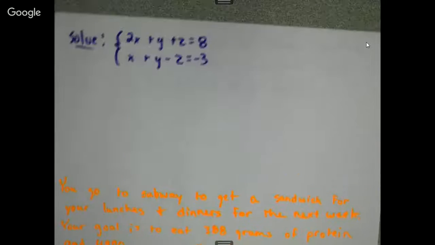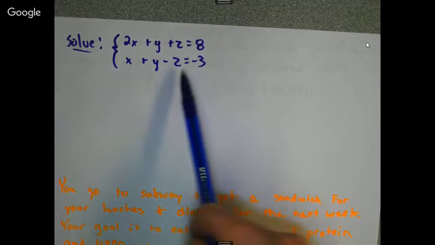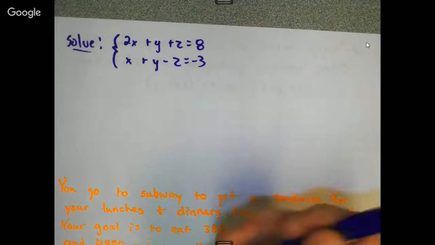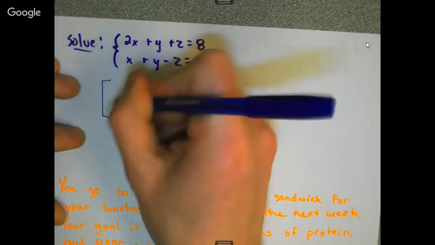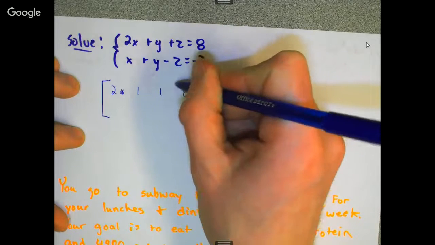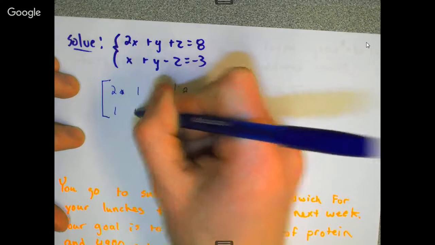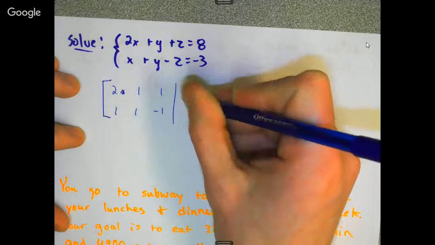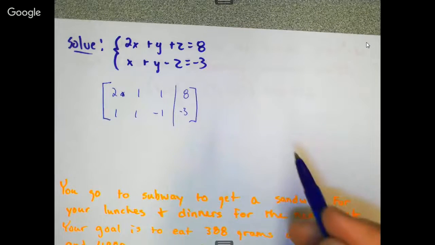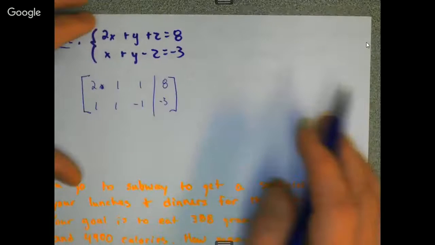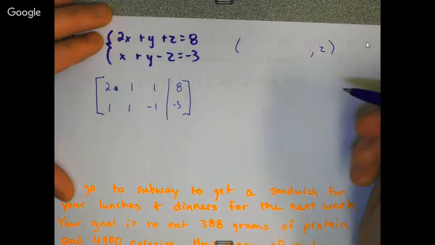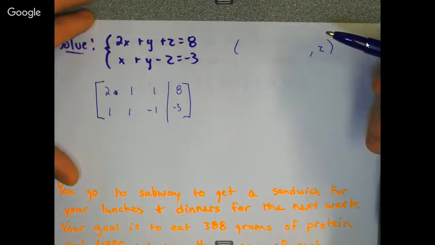This is just another infinite solution one here. If you want to take a look at that one, I'll do it real quick here. 2, 1, 1, 8. Now, we automatically know that this one has infinite solutions because there's only 2 equations, but I have 3 unknowns. So I already know in the end that z is going to equal z. I just got to figure out what x and y are.